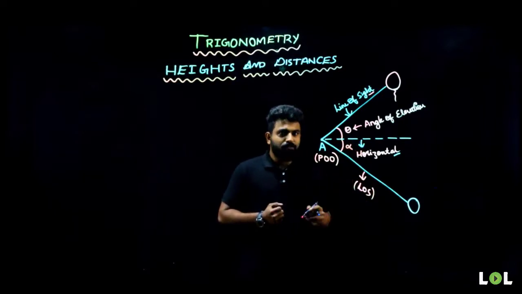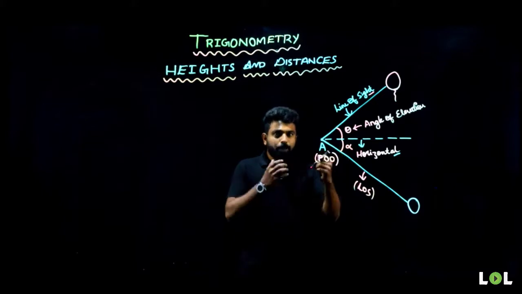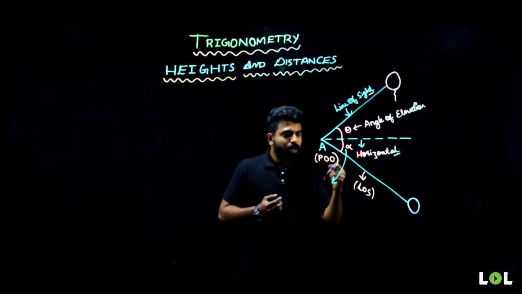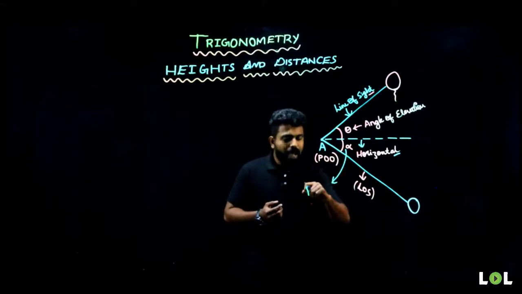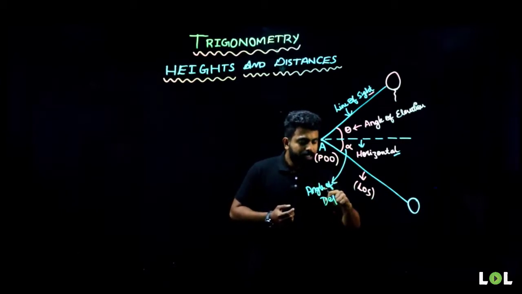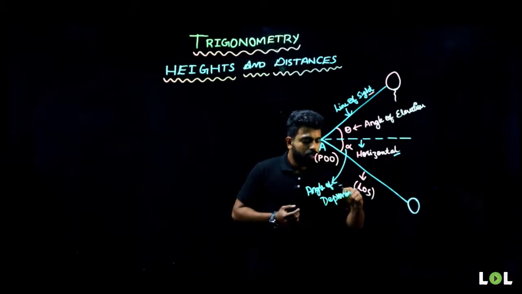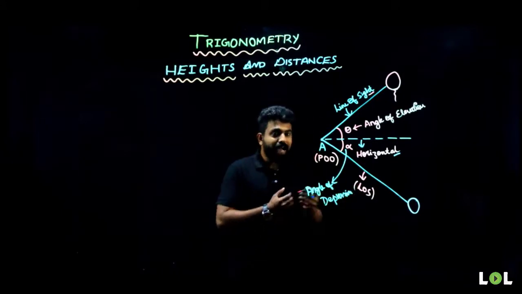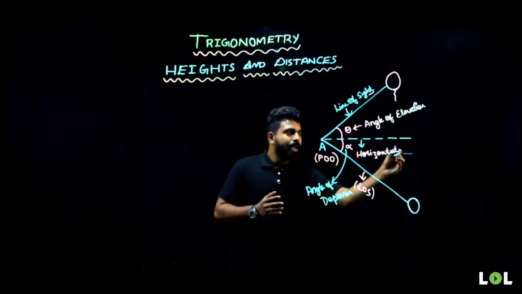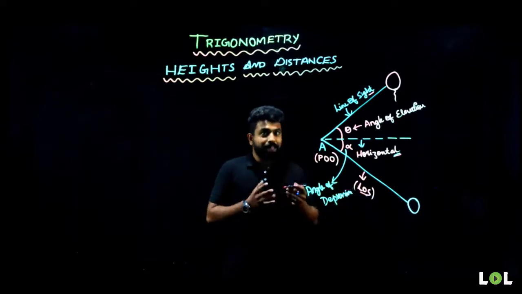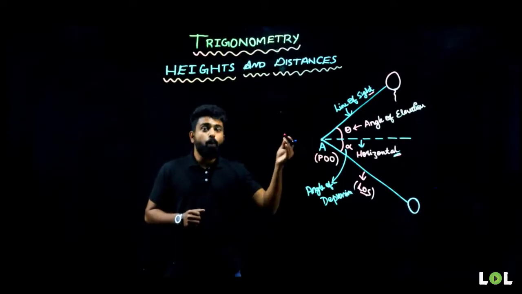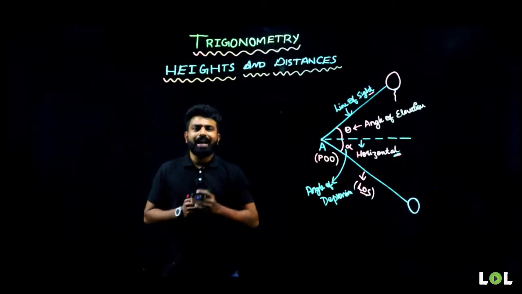I'll take this as alpha. Now, is this angle below the origin or above the origin? The angle here is below the origin. So what will I call this angle? I'll call this angle as angle of depression. So now you people tell me how we can define angle of depression as. Angle of depression is the angle formed between the horizontal and the line of sight, but the angle is below the origin. These terminologies play a very important role in solving problems on heights and distances.